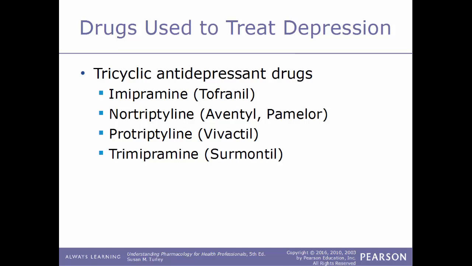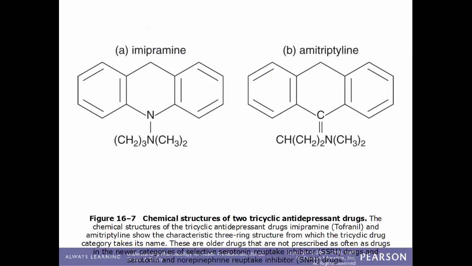On this image we have the chemical structures of two tricyclic antidepressant drugs, imipramine here on the left and amitriptyline on the right, and in each one you can clearly see the three ring structures here. That's why these are tricyclic antidepressants.